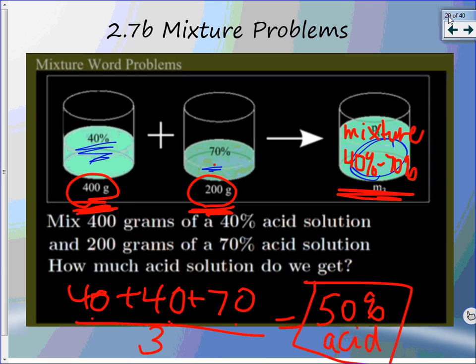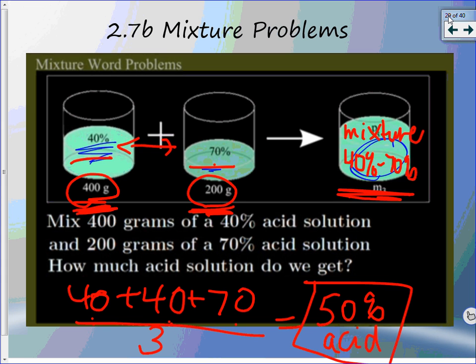Now this is not how we're going to do the problems. I'm going to show you how we're going to do the problems, but I just wanted to demonstrate how you get from a 40% solution and a 70% solution to a solution that's 50%. Because you're essentially mixing them together. It's like if you have a class that's half freshmen plus a class that's 1/4 freshmen, you don't mix them together and get a class that's 75% freshmen. You're going to have less than 50%. So it's like making a new percentage, and that new percentage is going to be in between these two percentages.